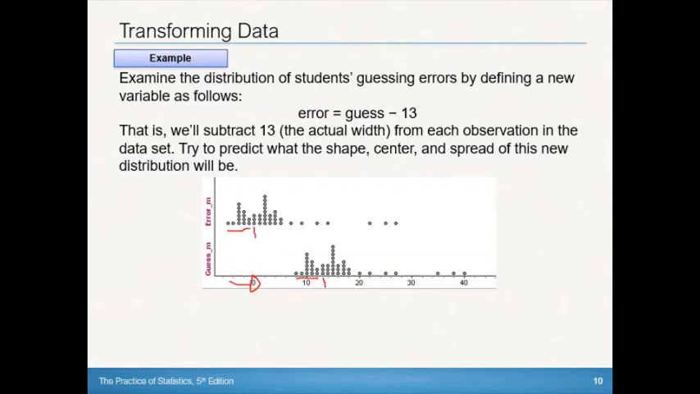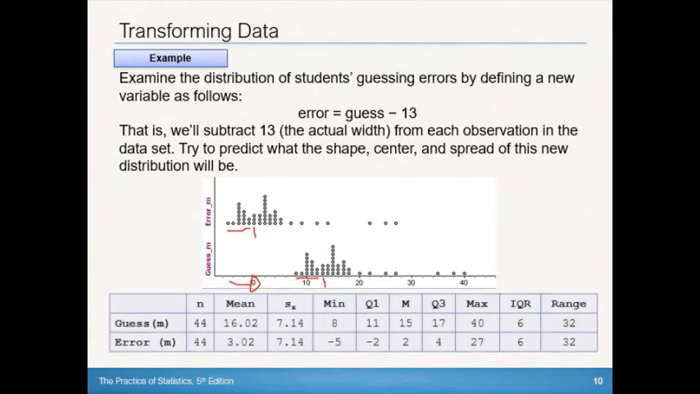Okay, let's look at the actual data summaries for the 2 distributions, one for the guess and one for the error. What values are the same, which ones are different, and by how much are they different? If we look at the 2 dot plots, you can see the spread really hasn't changed. So the range, the interquartile range, and the standard deviations are all the same, right? All of those 3 are the same. So the measures of spread that we're using have not changed by shifting the whole distribution down 13 points.